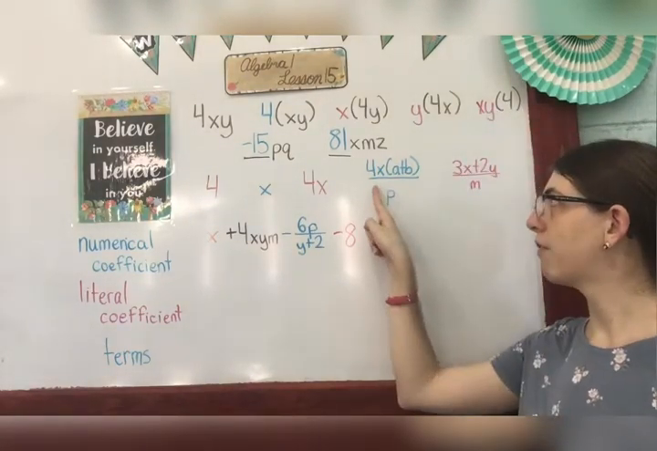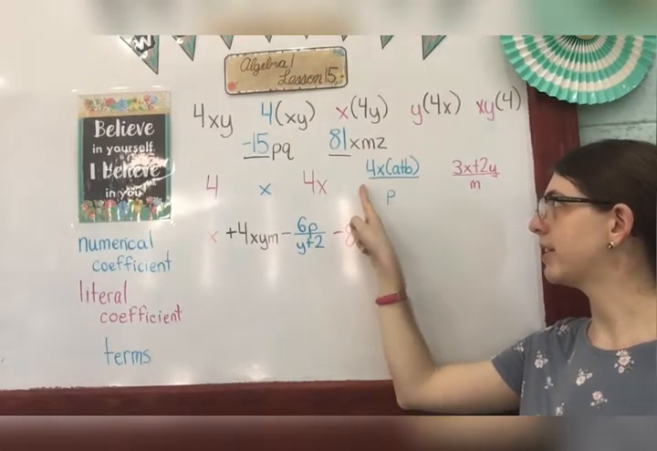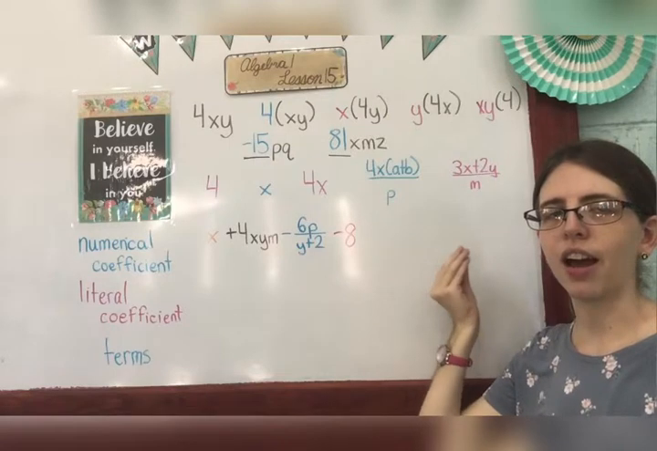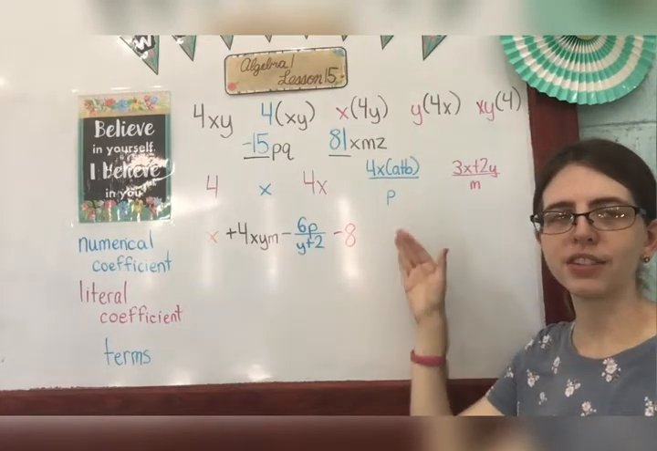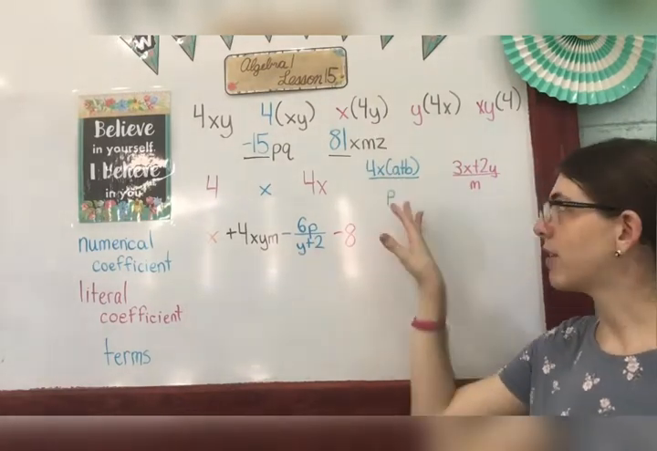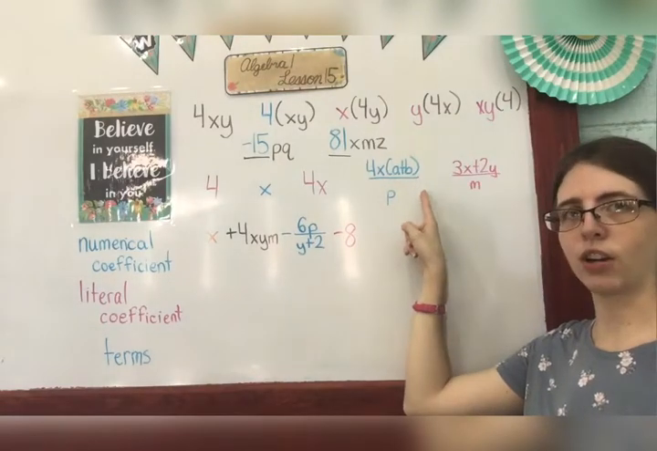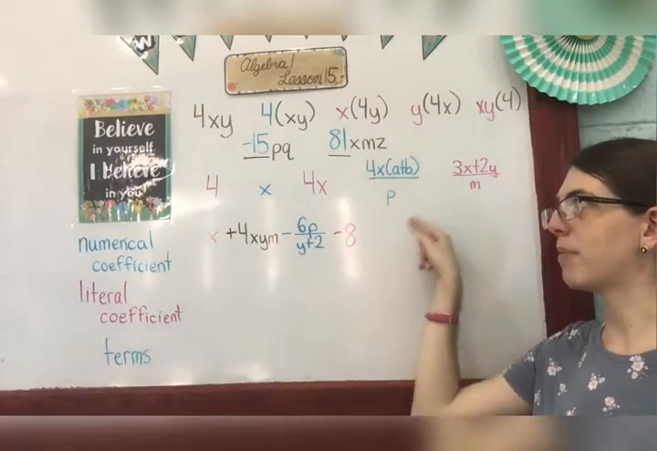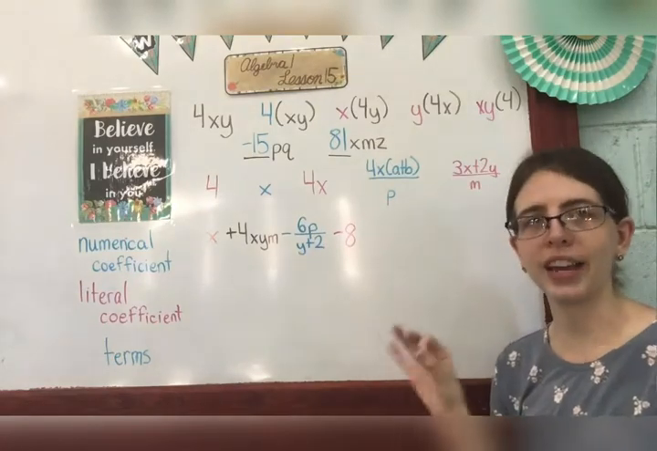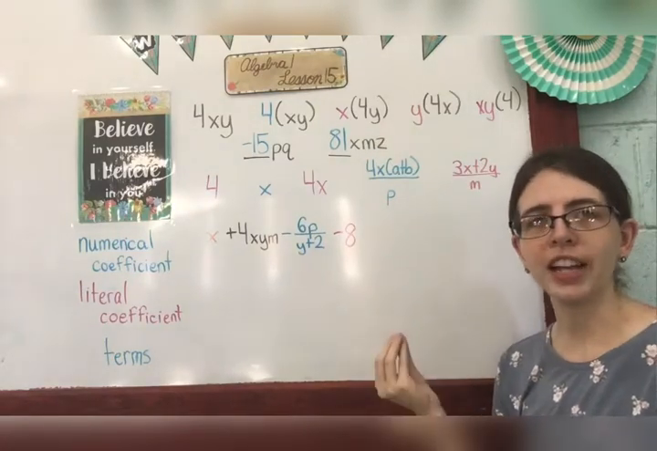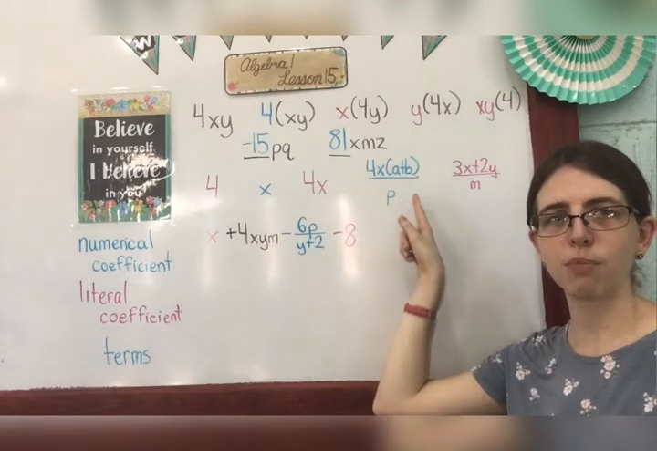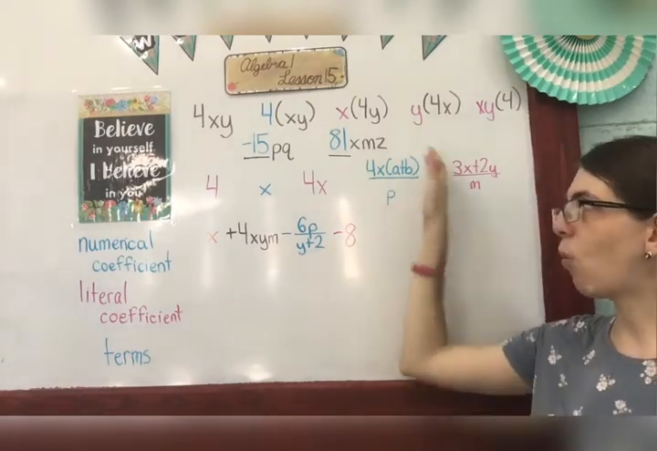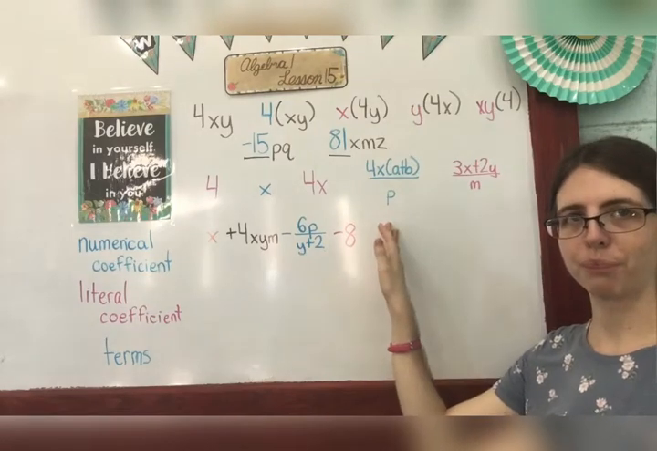So here I have 4x times a plus b divided by p. Once you know all of the numbers that your variables stand for, and you found everything, your final answer would be once you divide the numerator by the denominator. That would be your final simplified answer. So your final answer is the answer to a division problem. It's a quotient. So for that, this is one big term.